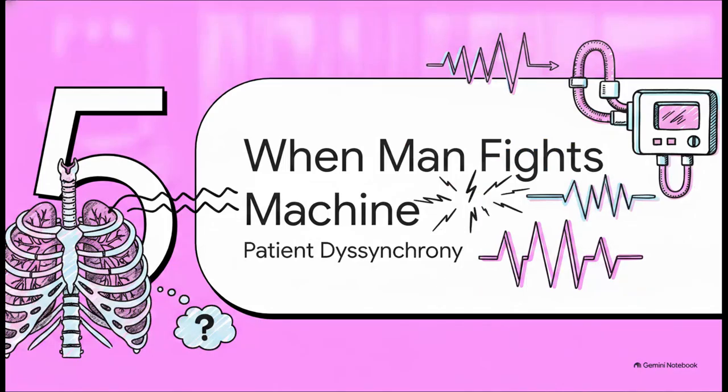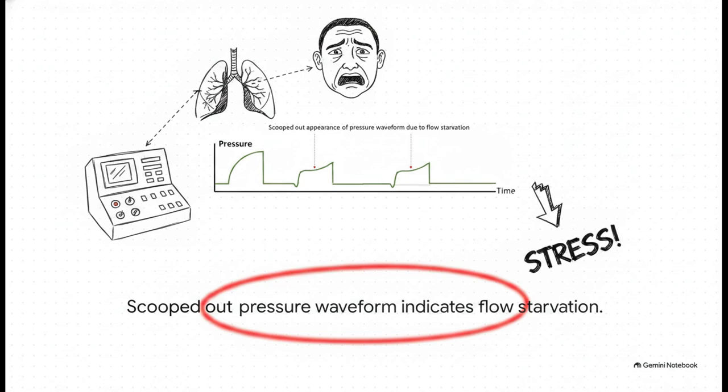Let's move to Section 5, when man fights machine, also known as patient dyssynchrony. So, what happens when the mechanical delivery we've perfectly programmed completely clashes with the patient's own neural drive to breathe? Well, we get a very stressful clinical scenario called patient ventilator dyssynchrony.